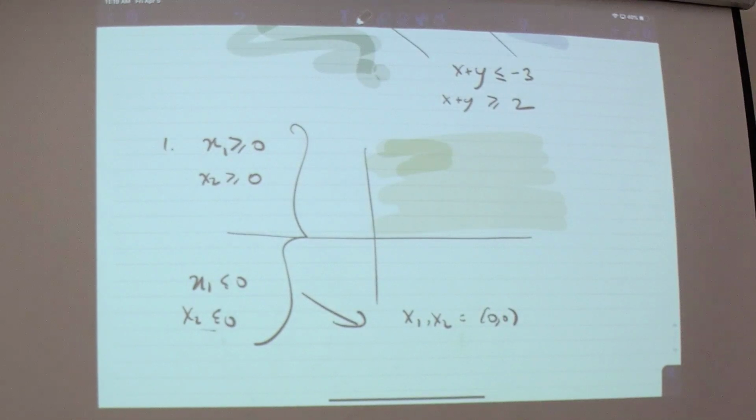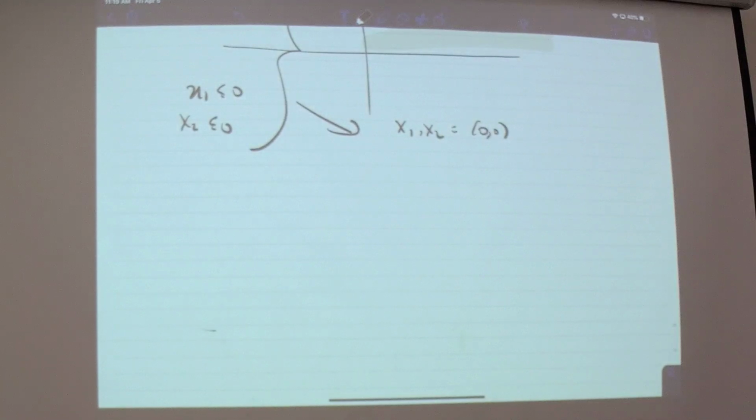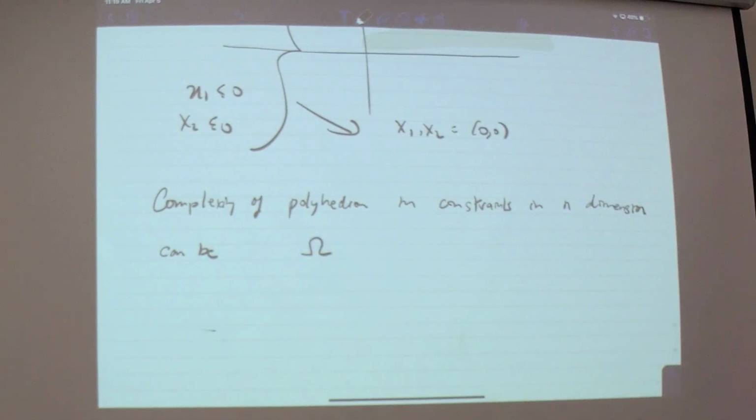In fact, there's a theorem that says that the complexity of a polyhedron with m constraints in n dimensions, because there are n variables, can be... I'm trying to figure out whether it's floor or ceiling. Oh, it's a floor.